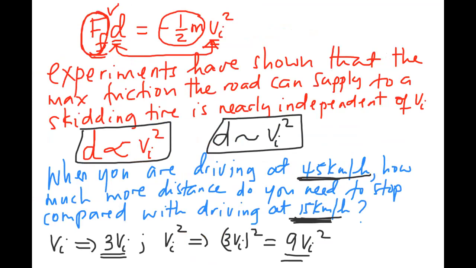I have also another way to solve this problem. The other way is to think about the mathematical understanding of proportionality. When we say directly proportional, what does it mean? So the other way is to do this. You can say, okay, distance is proportional to V initial squared. What does this mean? It means that distance divided by V initial squared is always the same, is constant.